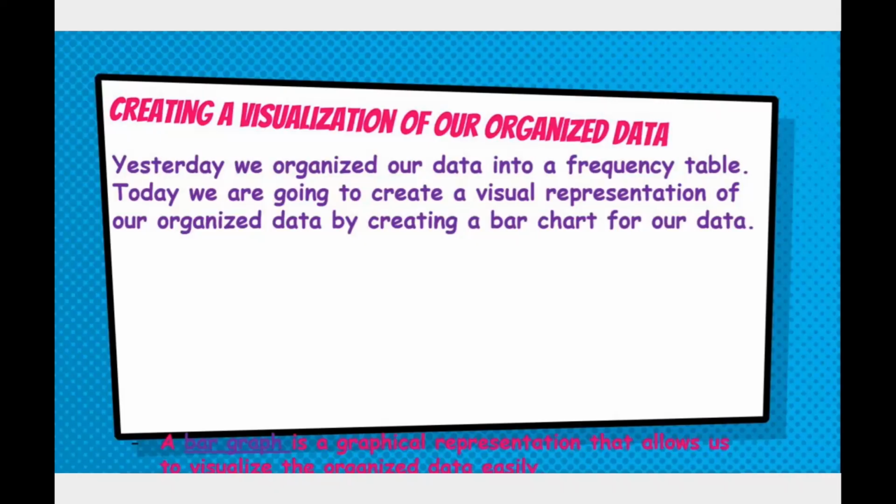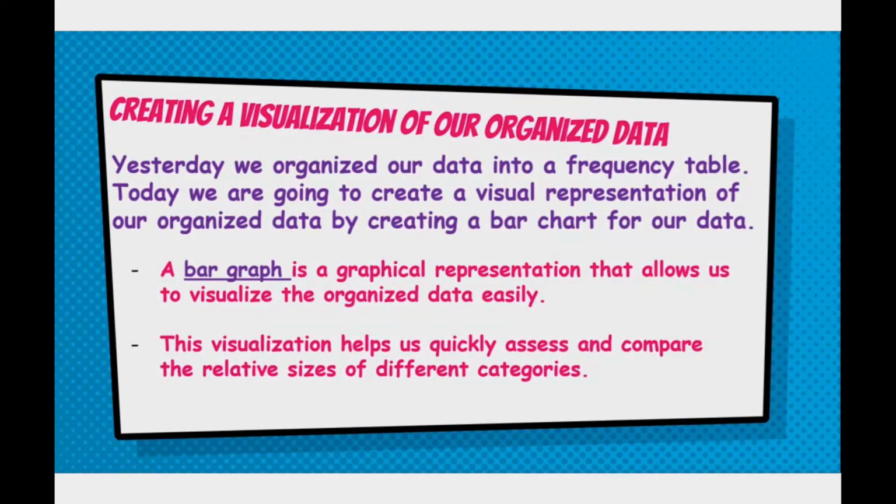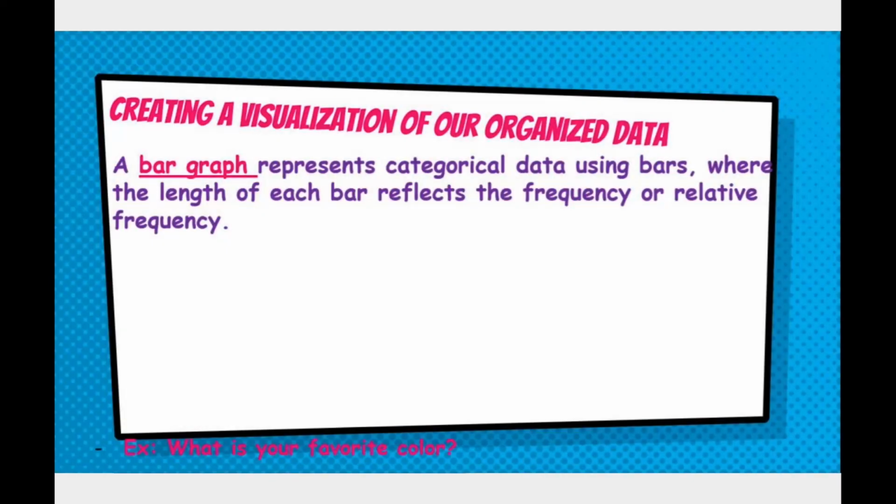Yesterday we organized our data into a frequency table. Today we're going to create a visual to represent our organized data by creating a bar chart. Bar charts are graphical representations that allow us to visualize and organize data easily, and these visualizations often help us to quickly assess and compare the relative sizes for different categories. Bar graphs, you've seen them before. They represent categorical data using bars where the length of each bar reflects the frequency or relative frequency. For the purpose of today, we're just going to focus on the frequencies.